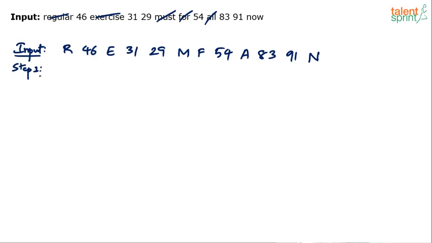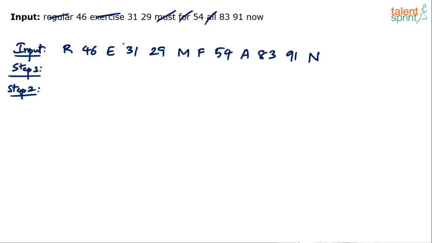Step number 1. You're able to follow? The letters are R, E, M, F, A, N. And the numbers are 46, 31, 29, 54, 83, 91. Now you have to do the same step by step process. Step 1, step 2, step 3 and so on.